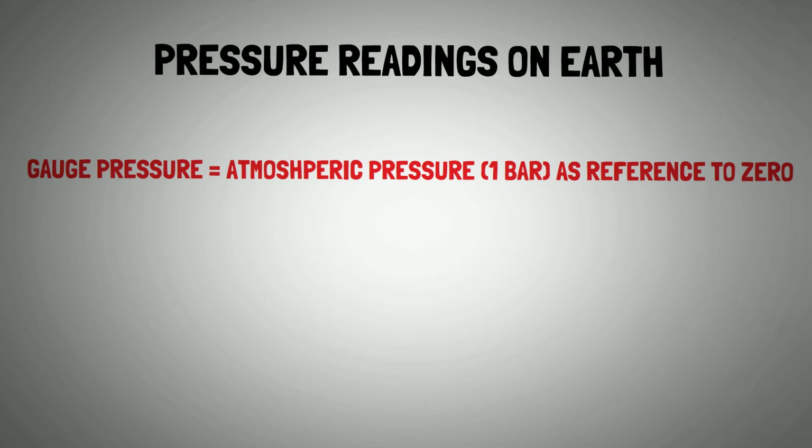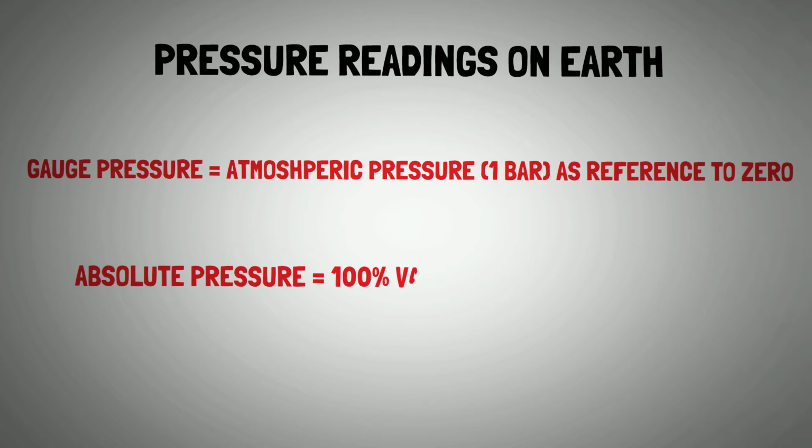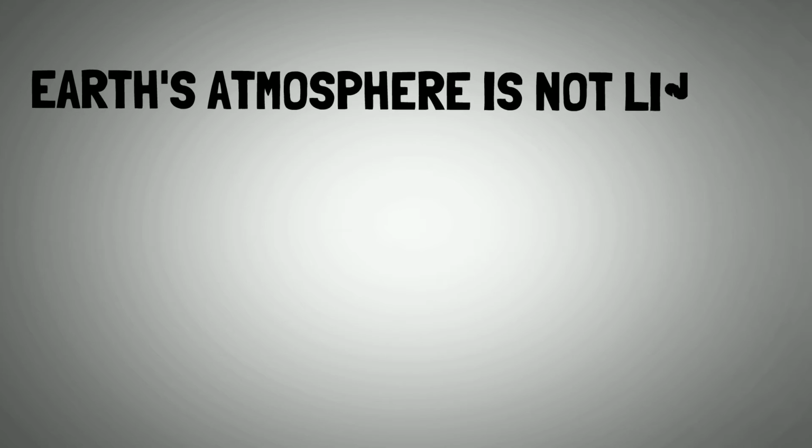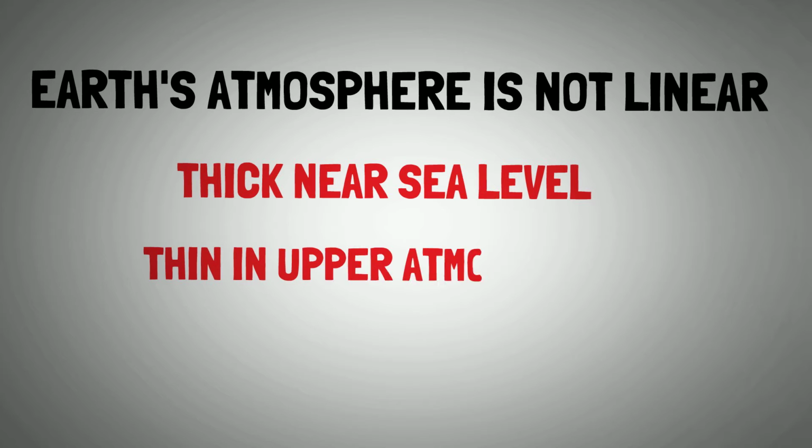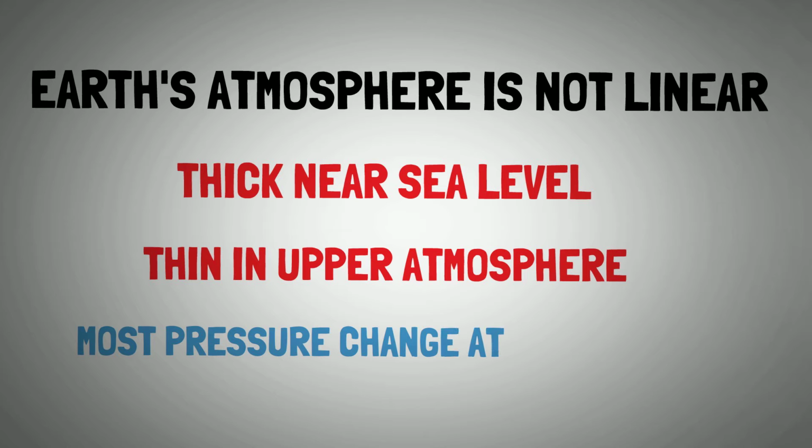The common alternative to gauge pressure is absolute pressure. This excludes the Earth's atmosphere, and the reference point for zero is taken from the pressure of a complete vacuum. Because the atmosphere has a varying density due to gravity and the fact that the gases are compressible, there isn't a linear link between the height of atmosphere and the pressure. Instead, it's more of a curved response, with most of the pressure change happening close to the Earth's surface.